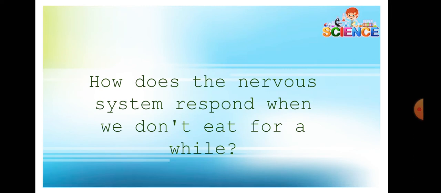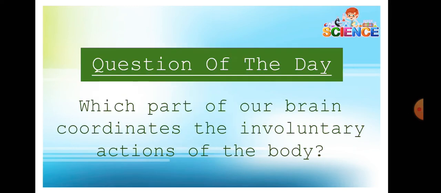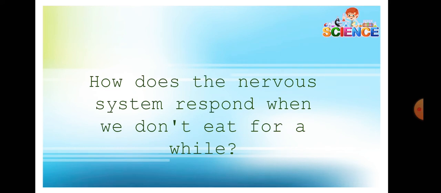How does the nervous system respond when we don't eat for a while? So this is your higher order question. Does the nervous system have something to do with eating? Let's try to find the answer for that. When we eat food, the food breaks down and forms glucose. The glucose level will increase in our bloodstream.